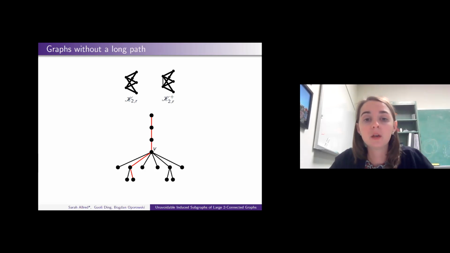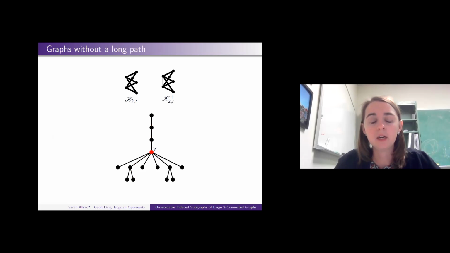The first thing we want to think about is this red path. We know that we don't have a really long path, because if we have a really long path, then our lemma says we're good. So we know this red path is not too long. We also know that this two-connected graph has a ton of vertices. Since this two-connected graph has a ton of vertices and there are no paths that are really long, that means we have a vertex like V here in red that has a ton of children. The number of children is really large relative to the number of vertices above V.